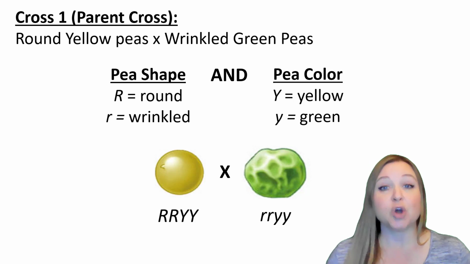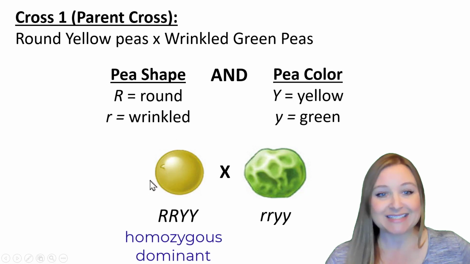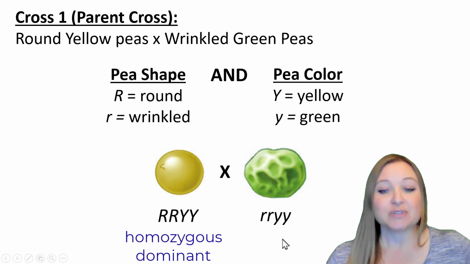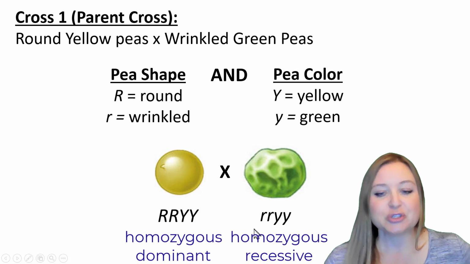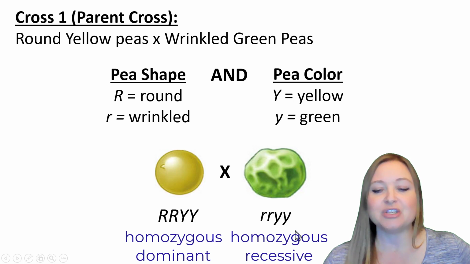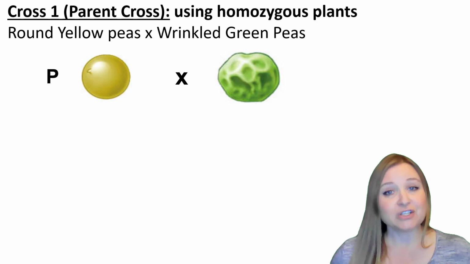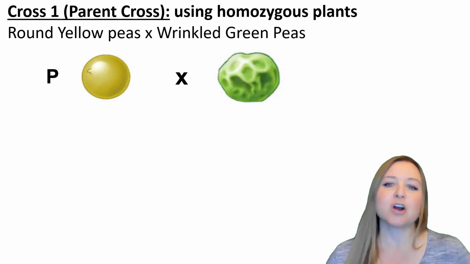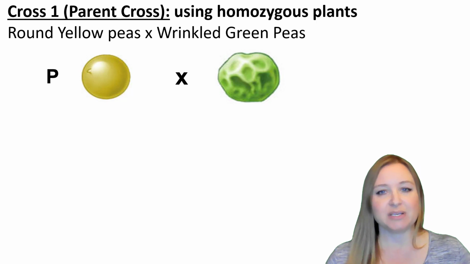Now we're going to start with homozygous plants. So our round yellow pea plants have two round alleles and two dominant yellow alleles. And our recessive plants are homozygous recessive, meaning they have two of the wrinkled pea-shaped alleles and two of the green alleles. So our first cross, the pea cross, is going to be to cross plants with round yellow peas with plants that have wrinkled green peas.